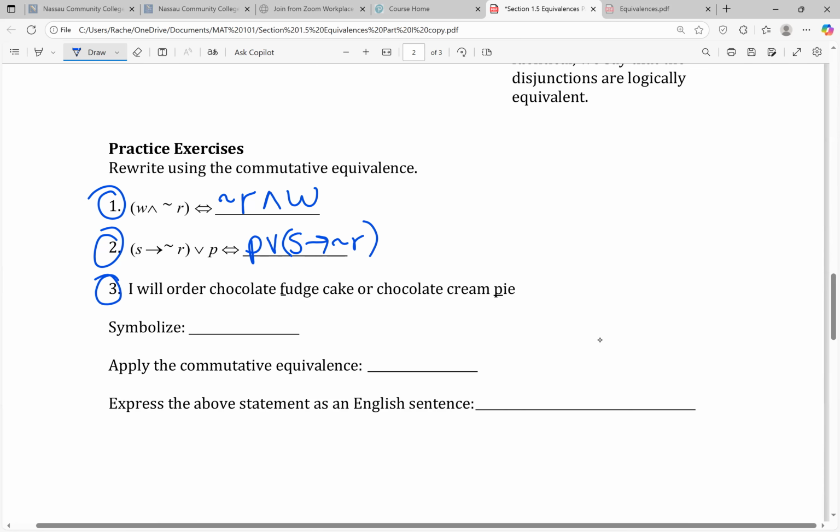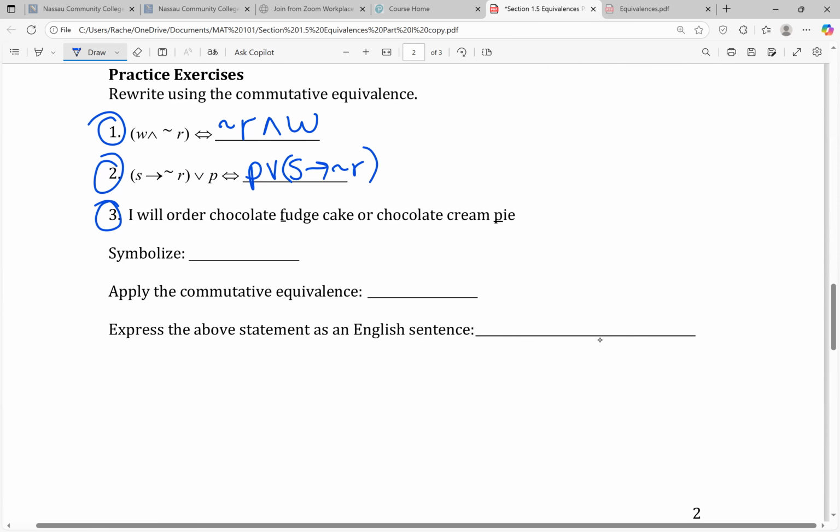And let's look at number 3. Now we just have a verbal representation rather than symbolic, right? I will order chocolate fudge cake or chocolate cream pie. So let's follow our 3 steps. First, let's write this verbal or English sentence using symbols. I will order chocolate fudge cake, we'll use F. And then we have or, so we use the disjunction symbol, chocolate cream pie, and the P is underlined, so we'll use P to represent I will order chocolate cream pie. So the way we would write this is F or P.